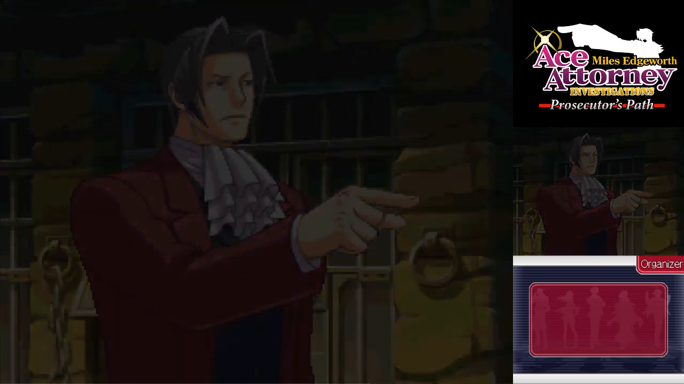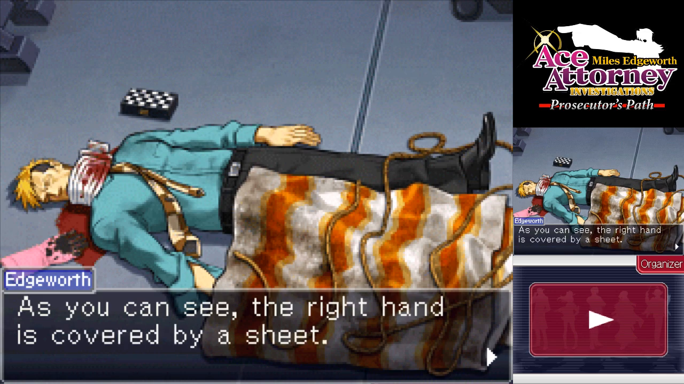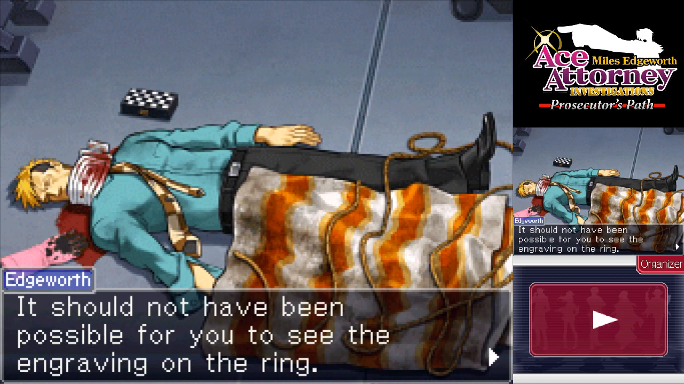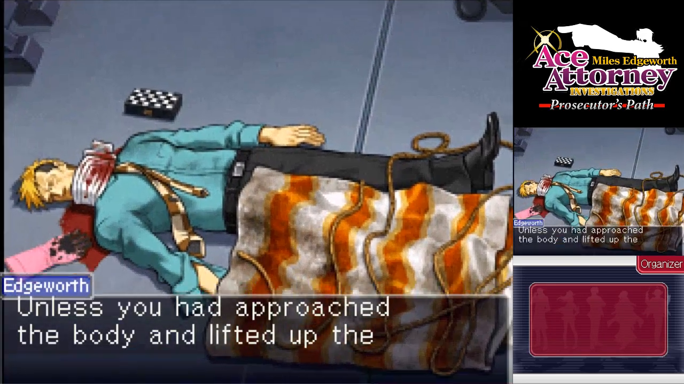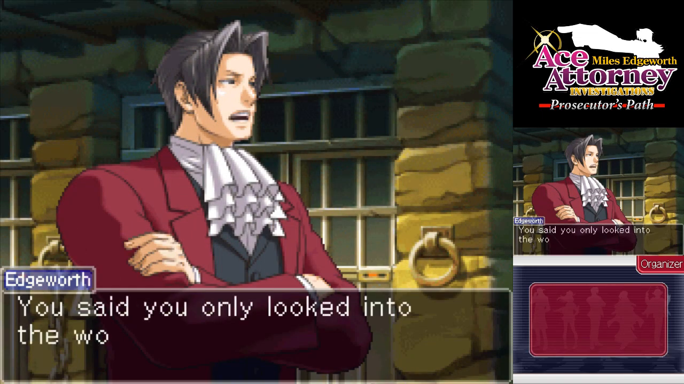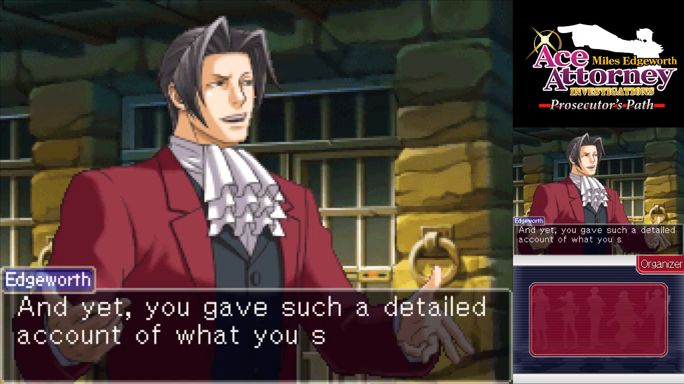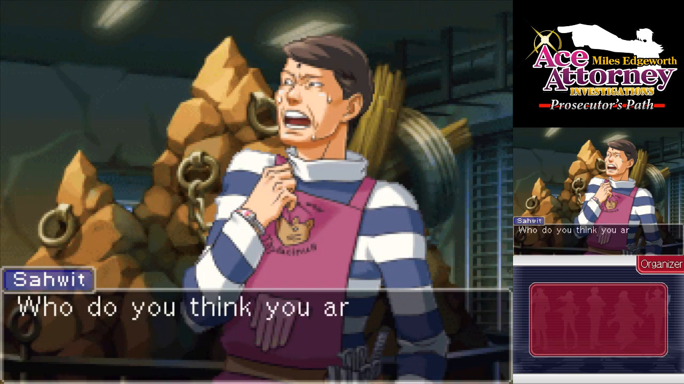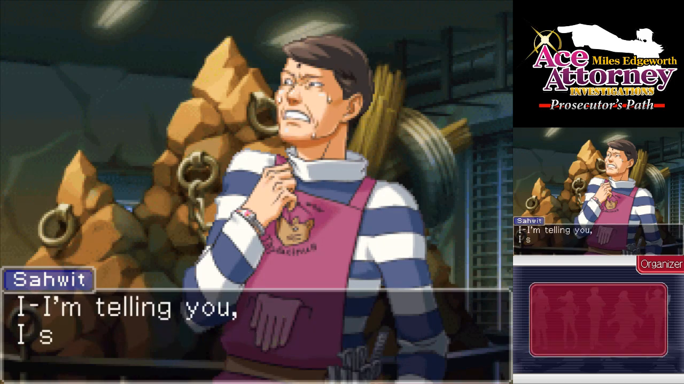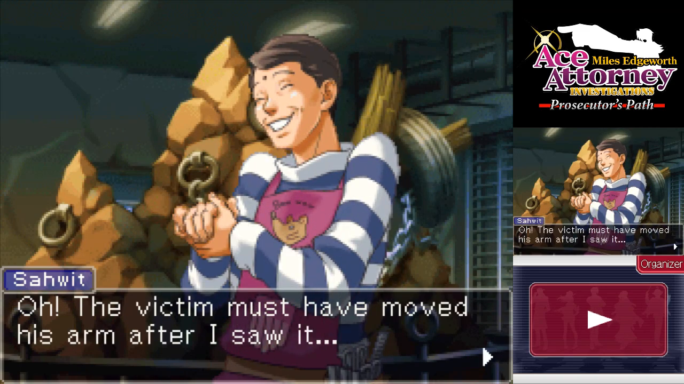Take a look at this picture. As you can see, the right hand is covered by a sheet. It should not have been possible for you to see that engraving on the ring, unless you had approached the body and lifted up the sheet yourself. You said you only looked into the workroom through the door, and yet you gave such a detailed account of what you saw. Who do you think you are? Acting all high and mighty. I'm telling you, I saw what I saw. Oh, the victim must have moved his arm after I saw it.